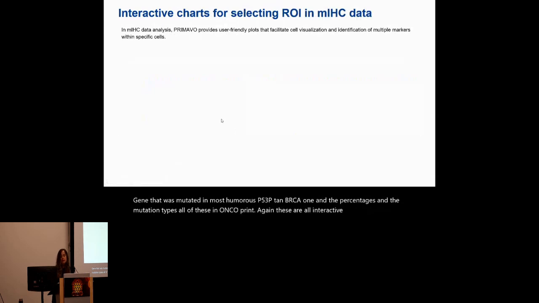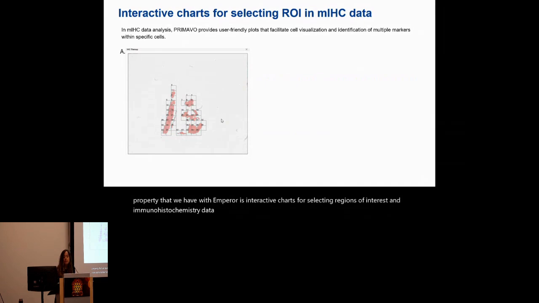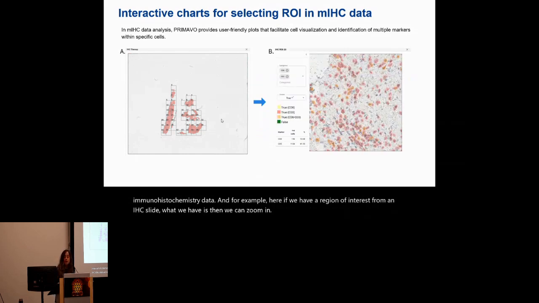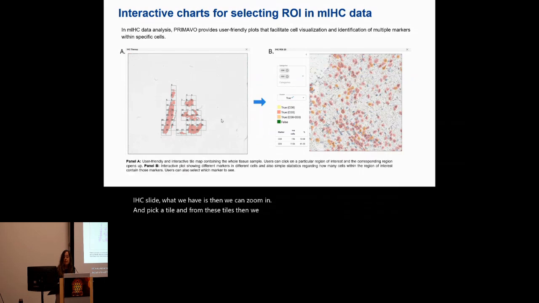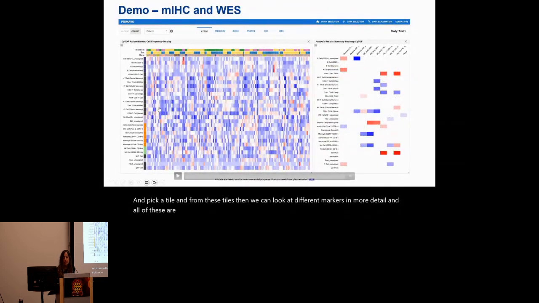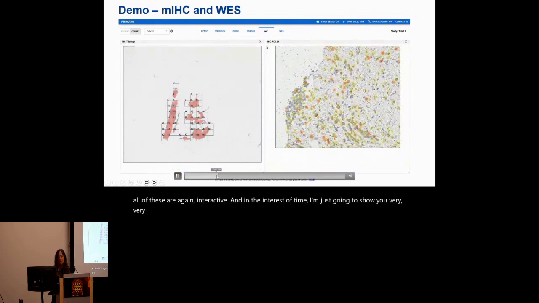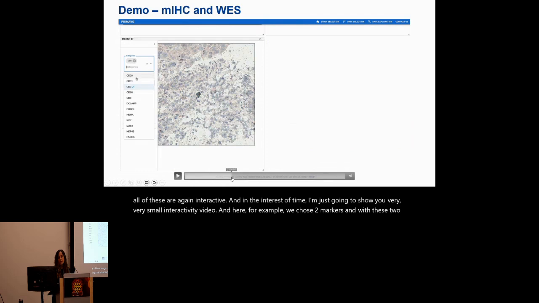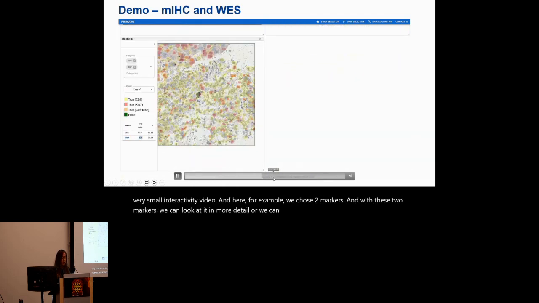Another property that we have within PRIMAVO is interactive charts for selecting regions of interest and immunohistochemistry data. For example, if we have a region of interest from an IHC slide, we can zoom in and pick a tile, and from these tiles we can look at different markers in more detail, and all of these are again interactive. In the interest of time, I'm just going to show you a very small interactivity video. Here, for example, we chose 2 markers, and with these 2 markers we can look at it in more detail, or we can open different tiles and so forth.